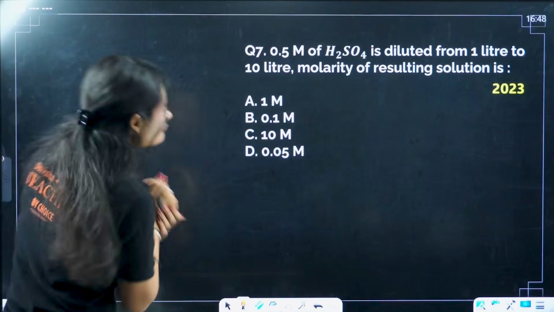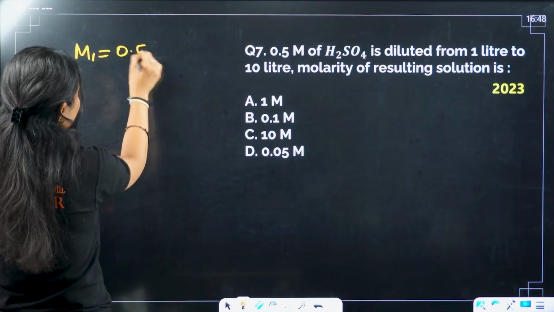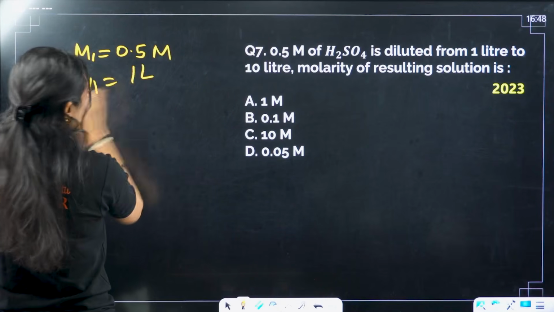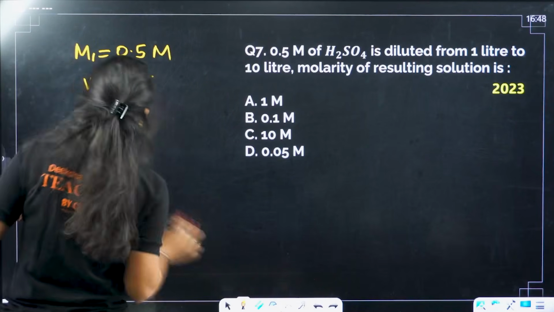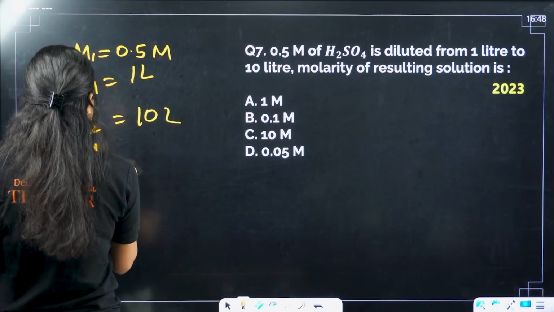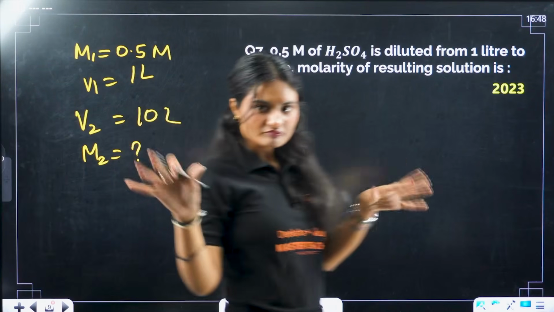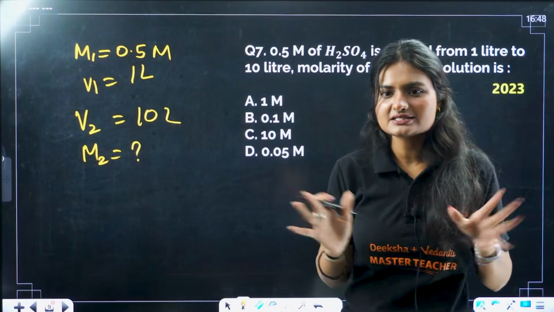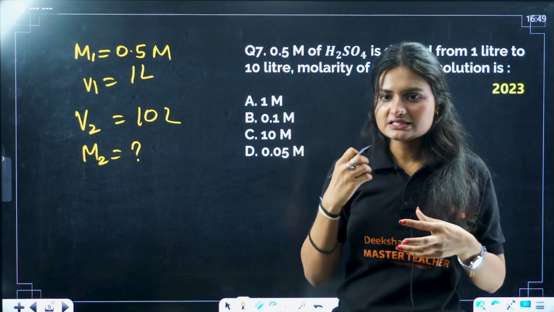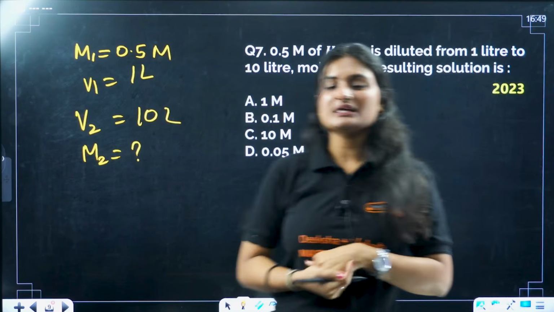Now see, the initial molarity is 0.5 M, okay, and initial volume is also 1 liter. Final volume is how much? Let's say final volume is V2, which is 10 liter. The resulting molarity M2 we need. We know these molarities are related in one way. If you increase the volume, the molarity will decrease, because overall this factor should remain constant.